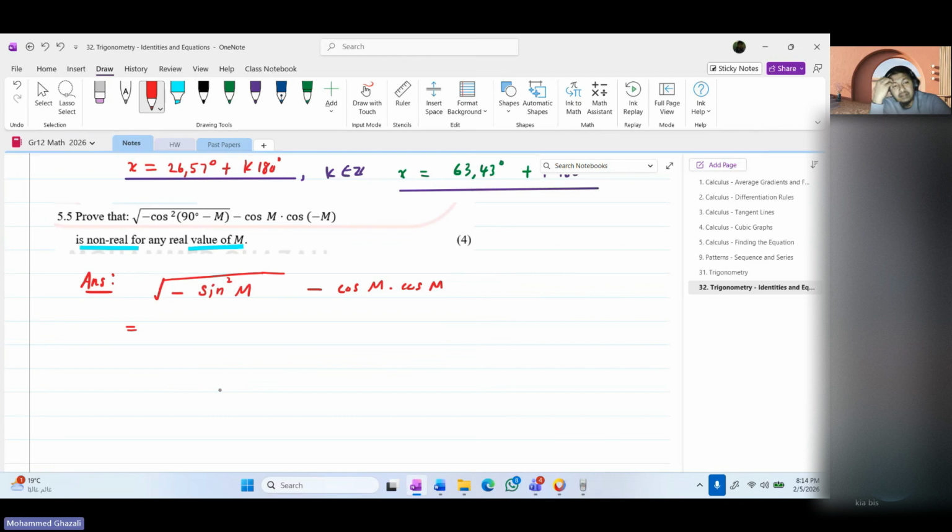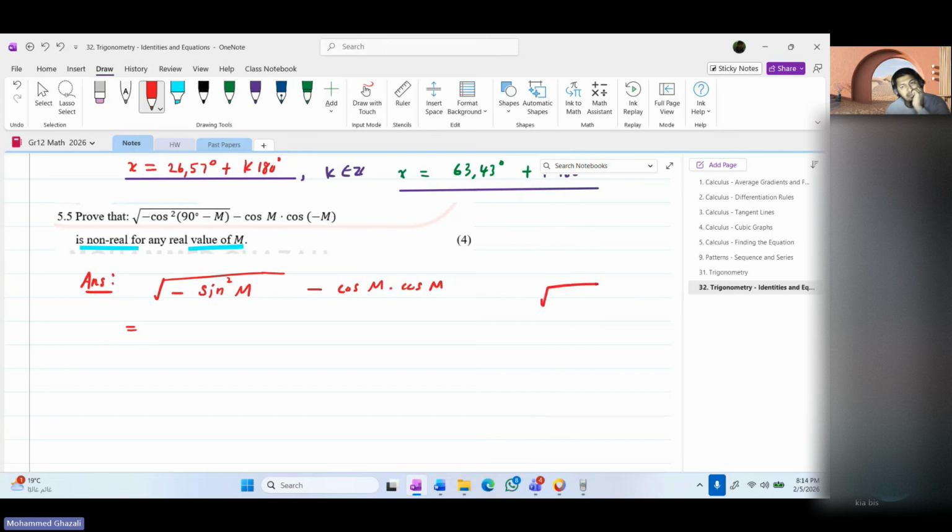For any real value of m. What if the value of m is 0? Sine of 90 is 0. The expression is non-real. Okay, negative sine squared m. We can't really simplify this because negative sine squared m is still left with a negative. But we want to prove that it is non-real.